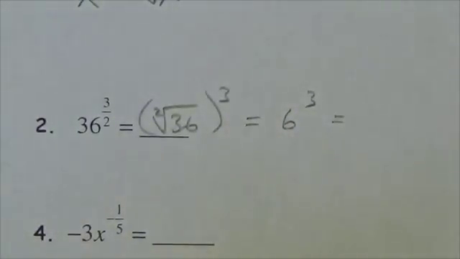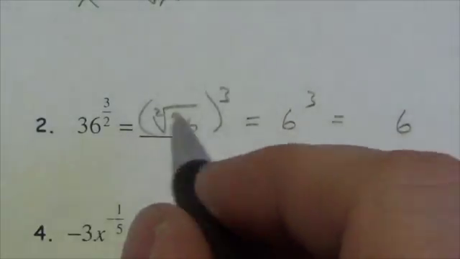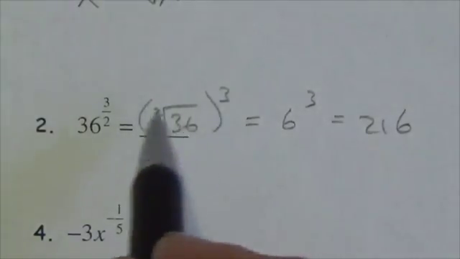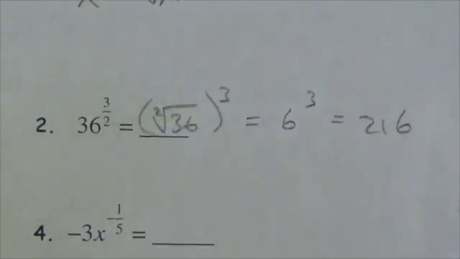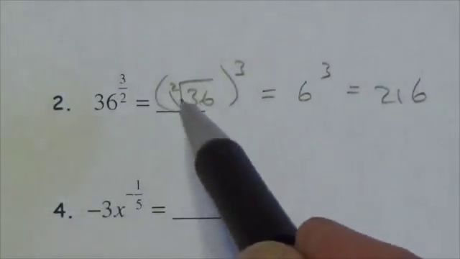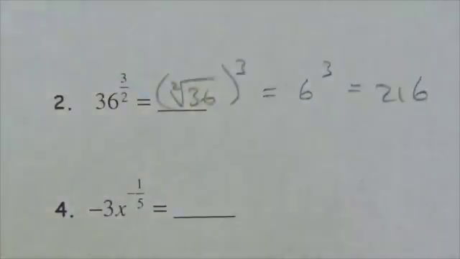Okay? And then 6 cubed is going to be what? 6 times 6 is 36, times 6 is 216. 216 is going to end up being the value of this. See, it's easier to do it this way, to take that square root first and then make that result bigger than it is to go the other way here. So the denominator becomes the root index. The numerator becomes the overall exponent.